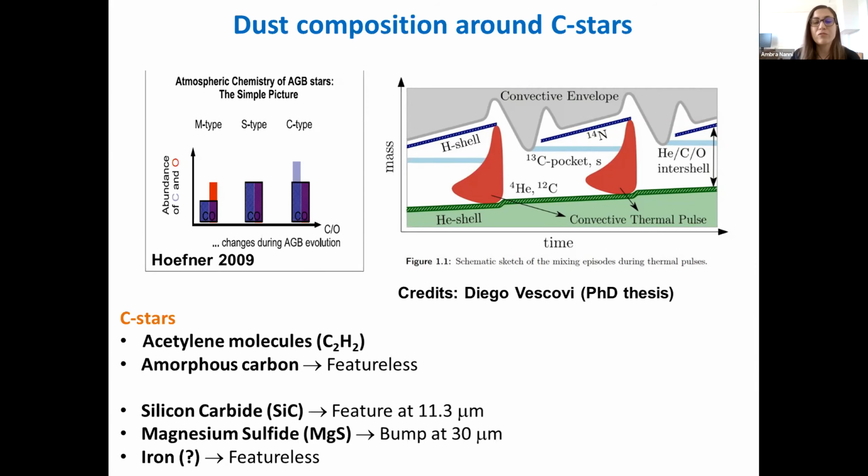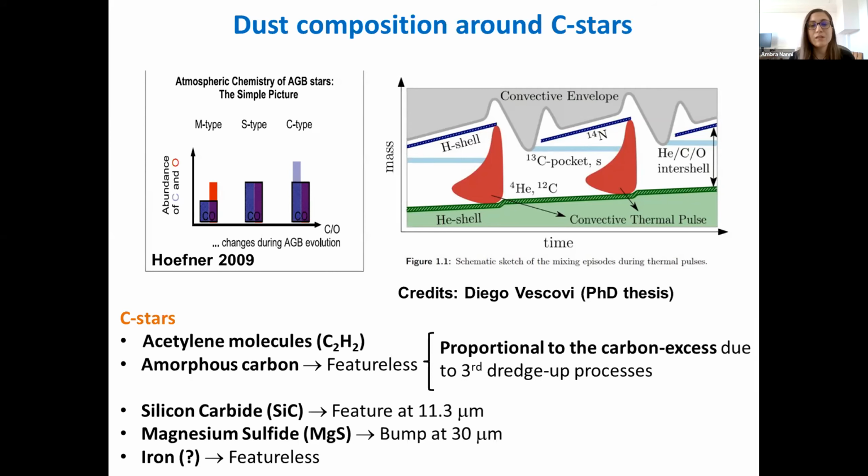Given that we have free carbon in the atmosphere, we have acetylene molecules from which we can form carbon dust. On the other hand, we have also other compounds such as silicon carbide, magnesium sulfide, and maybe iron. So basically, the acetylene and amorphous carbon content are related to the carbon excess, which depends on the efficiency of the dredge-up. On the other hand, the production of the other compounds is more or less proportional to the initial metallicity of the star.